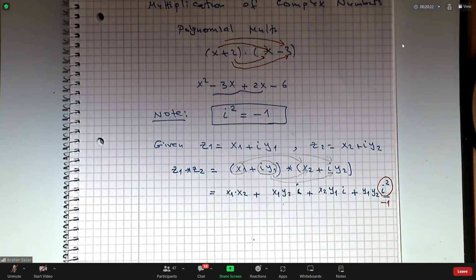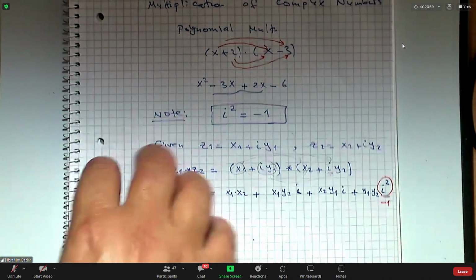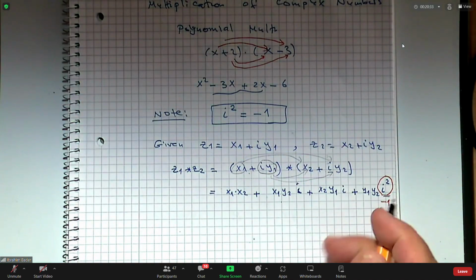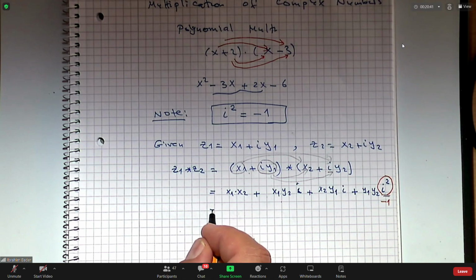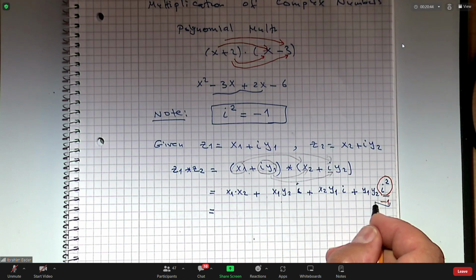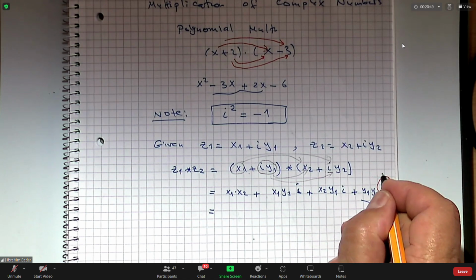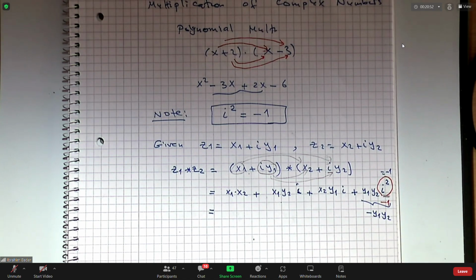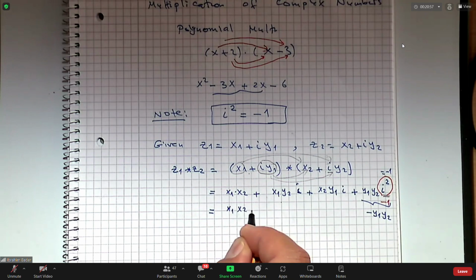So this will not only become negative y1, y2, but it goes to the real component of the outcome here, right? So here I don't have any complex values anymore because I don't have I. I have I squared, which is a real component. So this will be negative y1, y2, because I squared is equal to -1. So the answer here will be x1, x2 minus y1, y2.